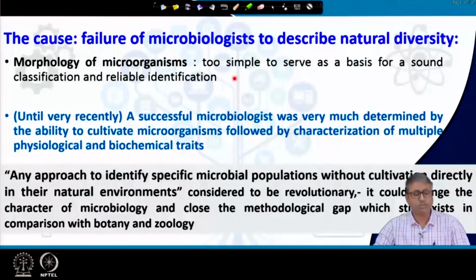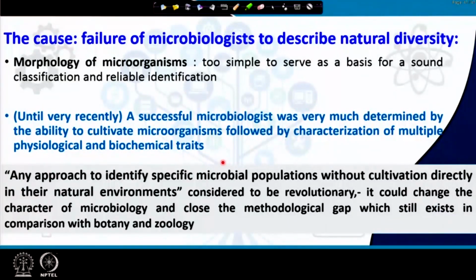Now, it is understood that any approach to identify the specific microbial populations without cultivation, because now we have realized that 99% of the cells or the species present in an environment are not cultivable. So, any approach that will identify the specific microbial populations without cultivation directly from their natural environment is therefore considered to be a revolutionary process. It would actually change, and it has actually changed, the character of environmental microbiology, and it has tried to close the methodological gap which still exists in comparison to other branches of biology, particularly botany and zoology.